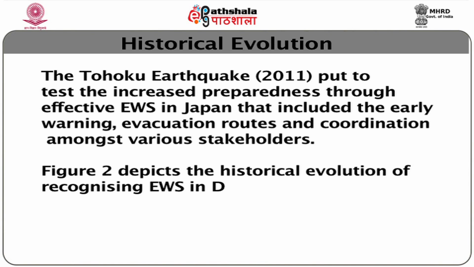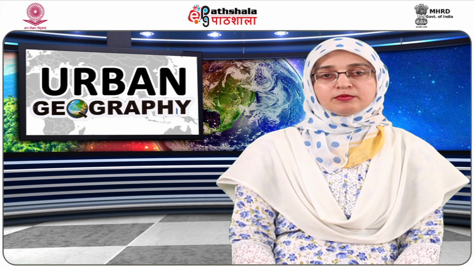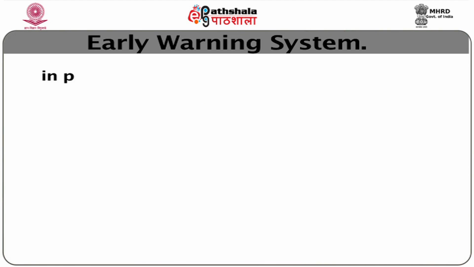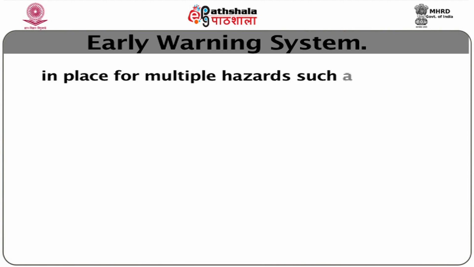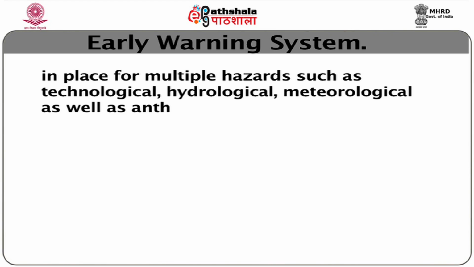Figure 2 depicts the historical evolution of recognizing EWS in disaster management. Figure 2 shows the milestones in development of early warning system. Presently, early warning systems are in place for multiple hazards such as technological, hydrological, meteorological, as well as anthropogenic.